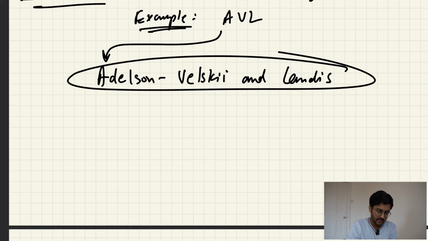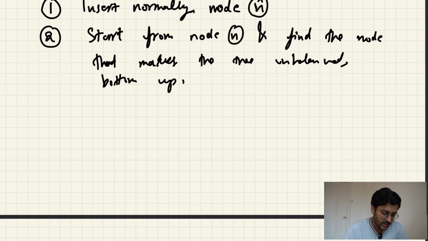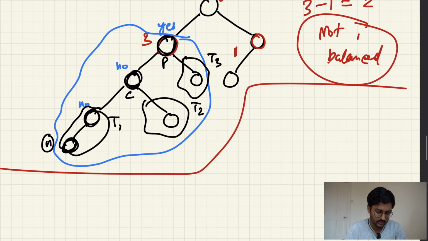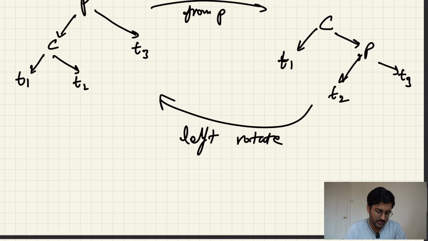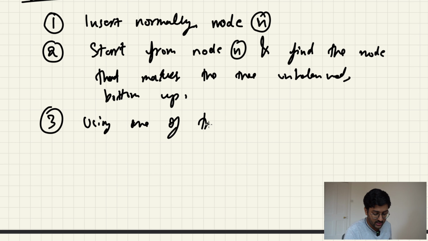Very simple stuff. So let's take an example. If I take this example over here, like we found the tree, you know how it basically works. Start from the node N, find the one, bottom up, and after that, using one of the 4 rules, rotate.